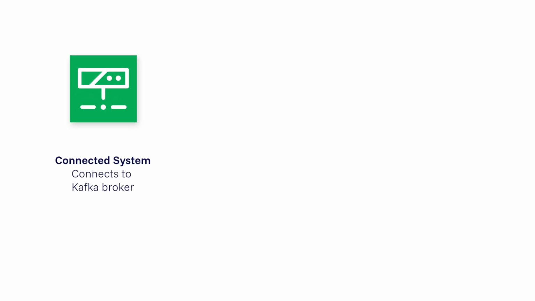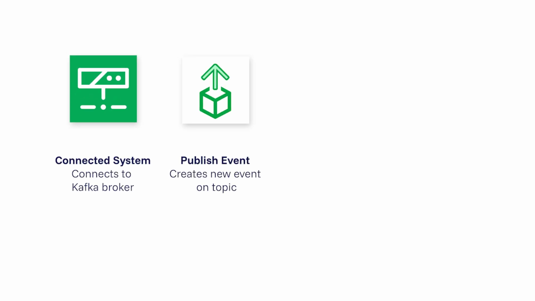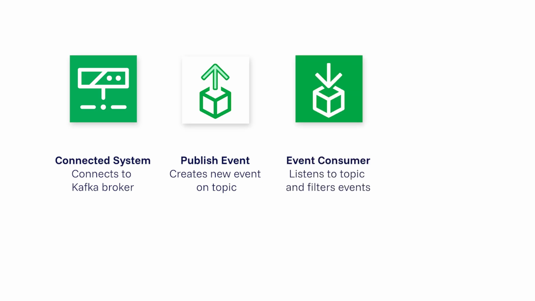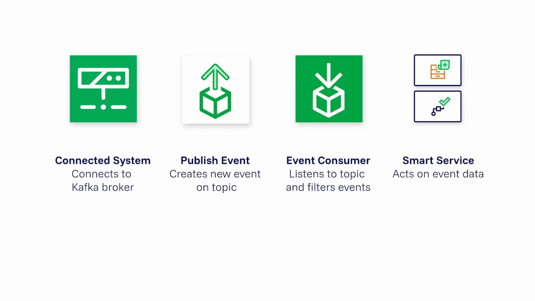That's the full picture. A connected system stores your broker credentials. A publish event smart service writes events to a topic. An event consumer listens, filters, and acts. And a smart service closes the loop into your Appian data model. For full configuration details, check the Appian documentation.